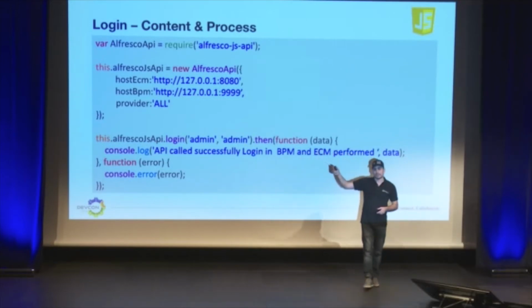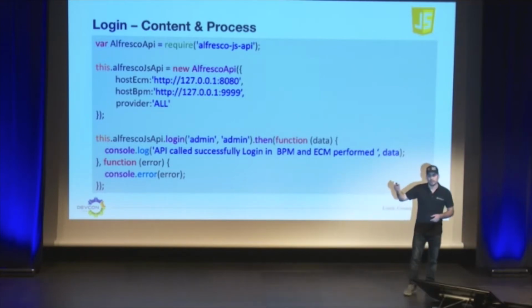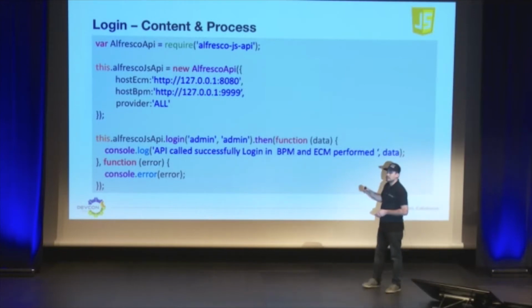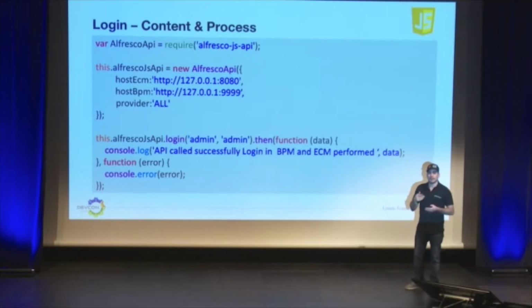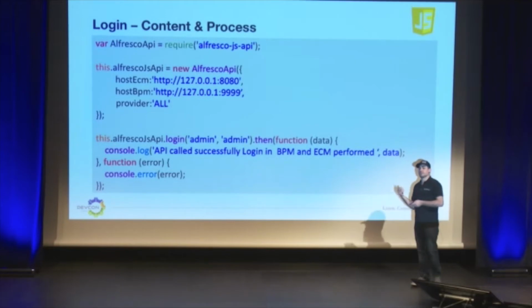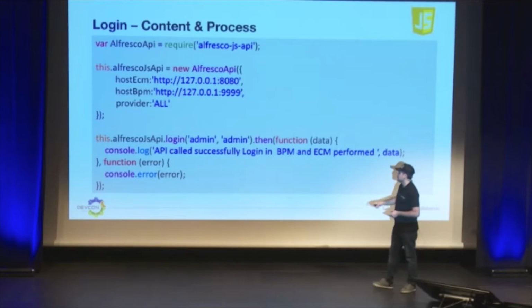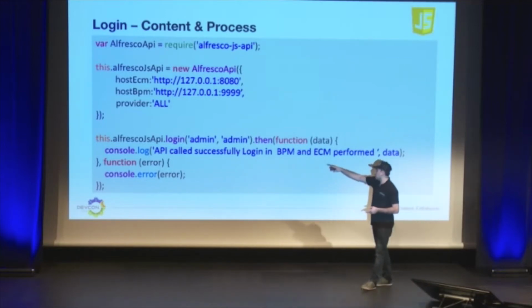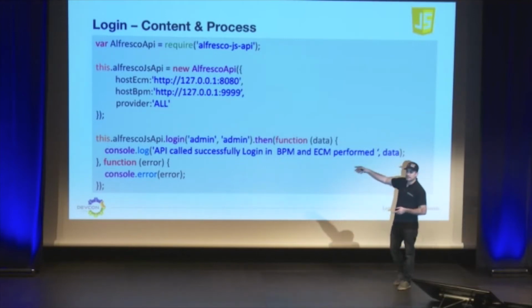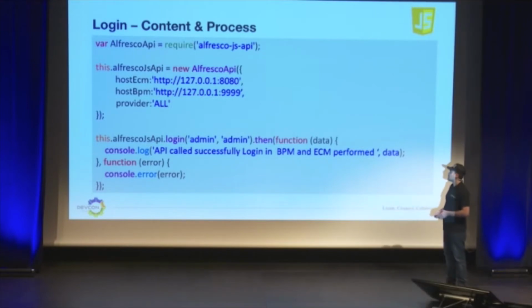And we are passing 3 parameters in this case. One is the host of the BPM, the host of the ECM platform, and a provider that tells our library if we want to be authenticated in both places, or maybe you can pass only ECM there, be authenticated also in the ECM, or maybe you want to pass just BPM and be authenticated inside the BPM. The other thing that we do, of course, is a call to the login. And we have 2 callbacks. We are passing username and password. And we have 2 callbacks about a success of the login or eventually an error.